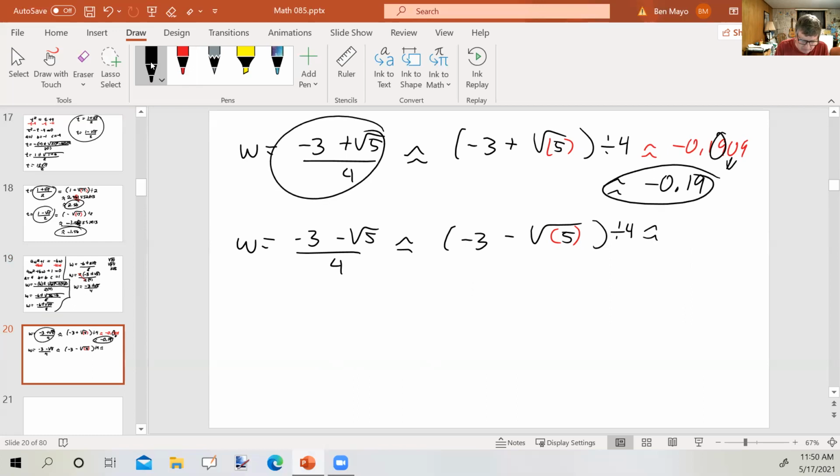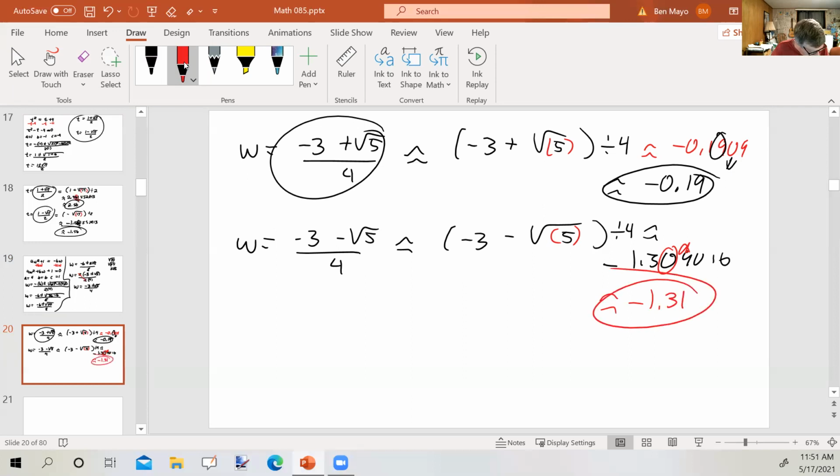And then here, let's see, I get -1.309016, etc. And here the 9 would round up, so you'd get -1.31. Okay, and again, there's the exact answer. So you've got 2 exact answers, 2 approximate answers. Now, another notation thing that I've seen students do. WebAssign will say, you know, write the 2 exact answers separated by a comma, and they'll do this.